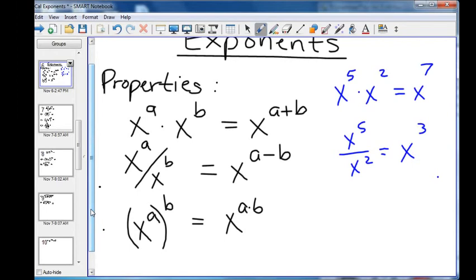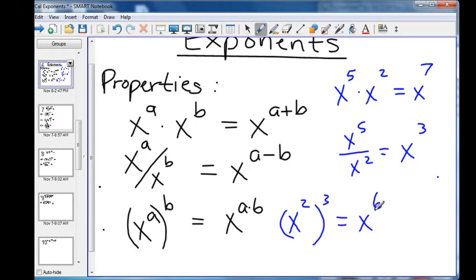That's equal to x to the a times x to the b. Excuse me, that's not what I meant to say. x to the a times b. So another example of that might be x squared cubed. That's really equal to x to the 6th because we do 2 times 3.